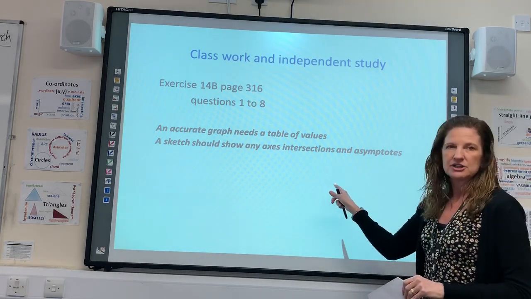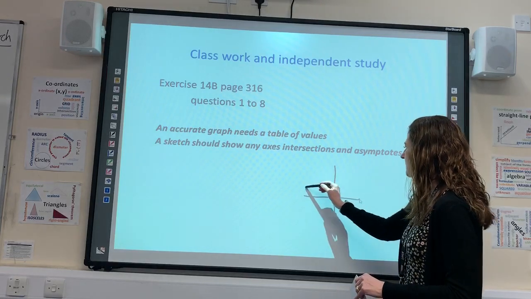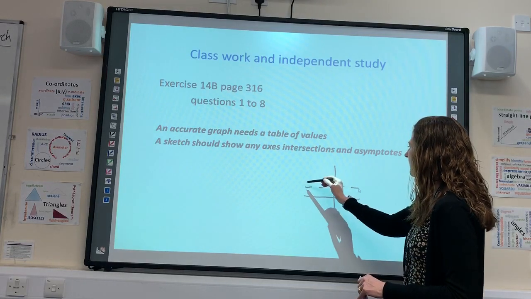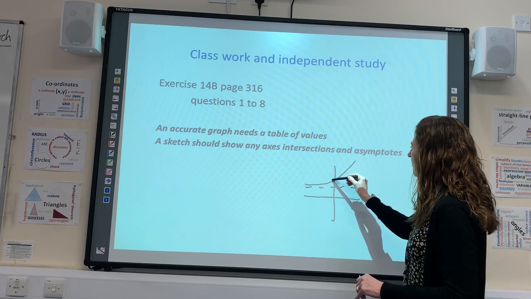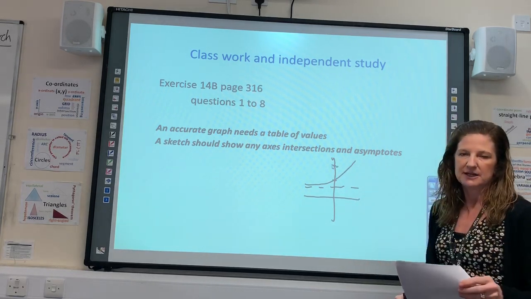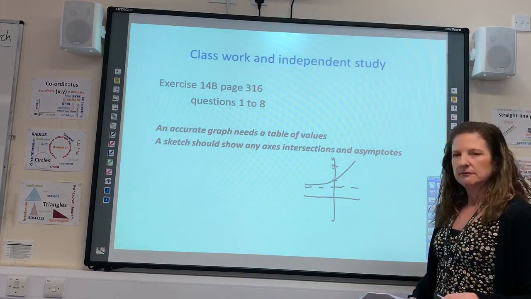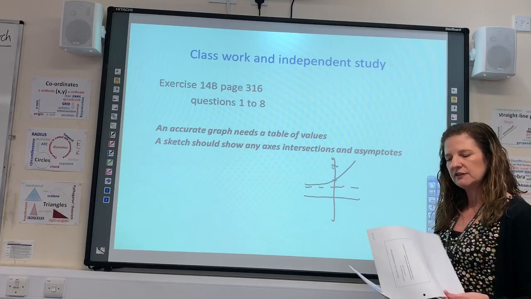A sketch should be similar to that one that we've just shown, so something like this. If you've got your asymptote like that, if it's going like that, mark where that goes through on the y-axis and label where your asymptote is. Okay, so just think carefully about those. Okay, so that's that. So something for you to get on with.